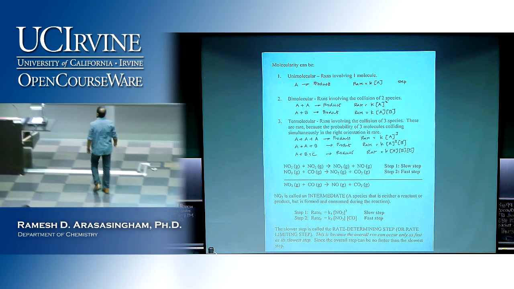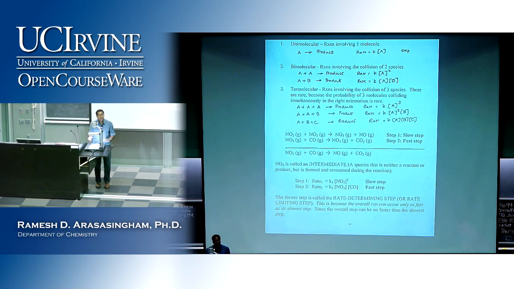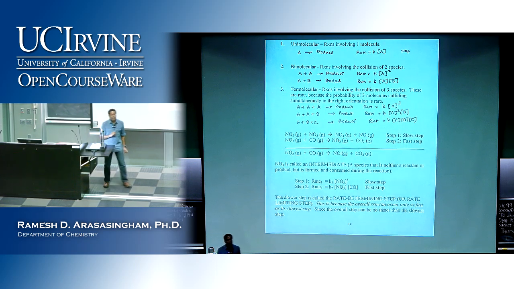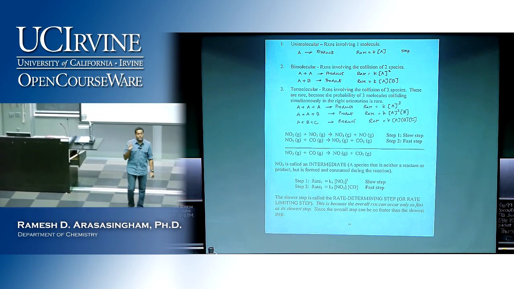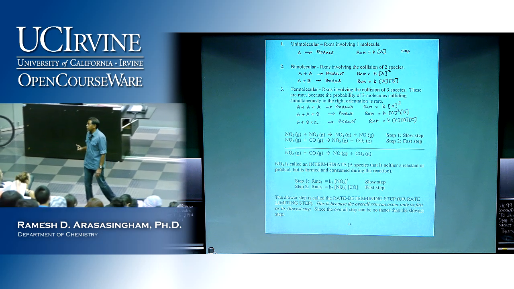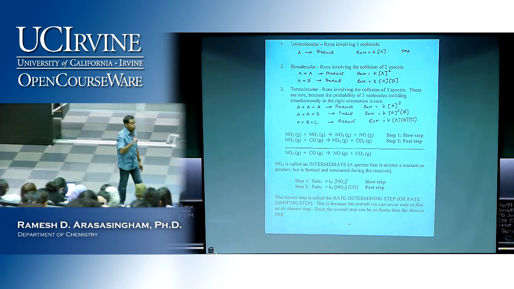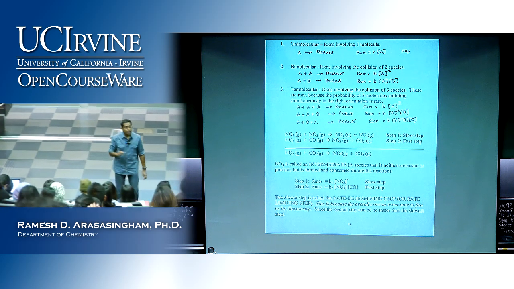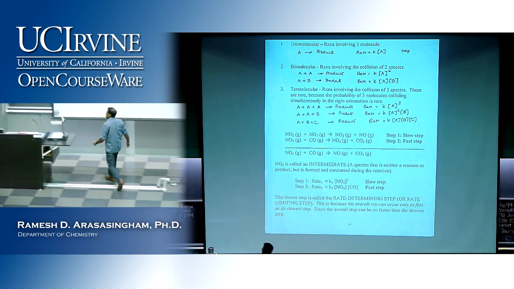Okay? Now let's go back to our mechanism. All right? So we said that each individual step in a mechanism, you can figure out the rate. And if you're looking at each individual step in a mechanism, now you can look at the coefficient of the balanced equation to figure out the order of that reaction. Okay? So now let's go back to our mechanism that we looked at.